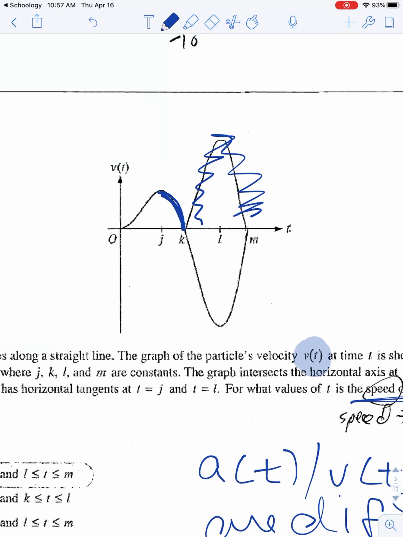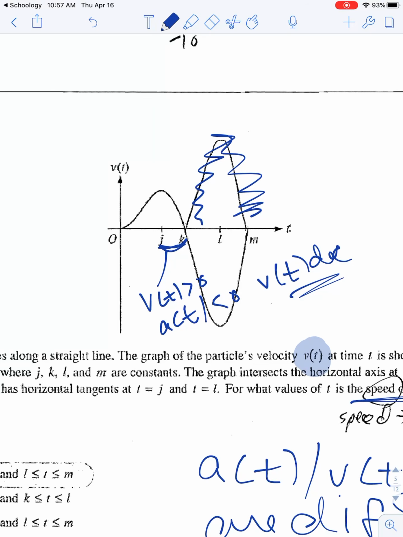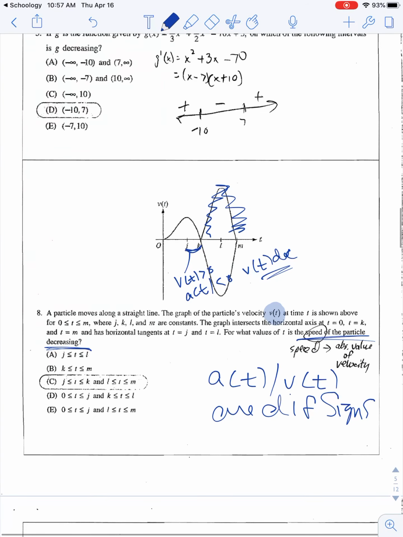velocity is decreasing, therefore acceleration is negative. The slope of the tangent line, the derivative of velocity, is negative. So from j to k, velocity is positive, acceleration is negative. How do I know acceleration is negative? Because velocity is decreasing, which goes back to golden rules. Okay, so we got j to k.